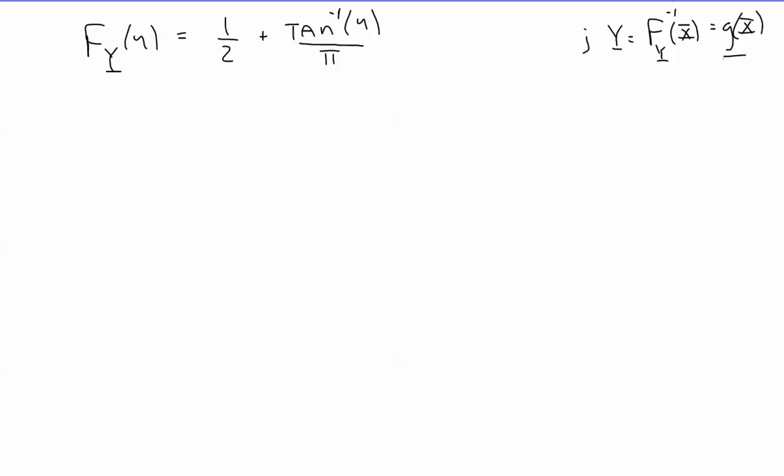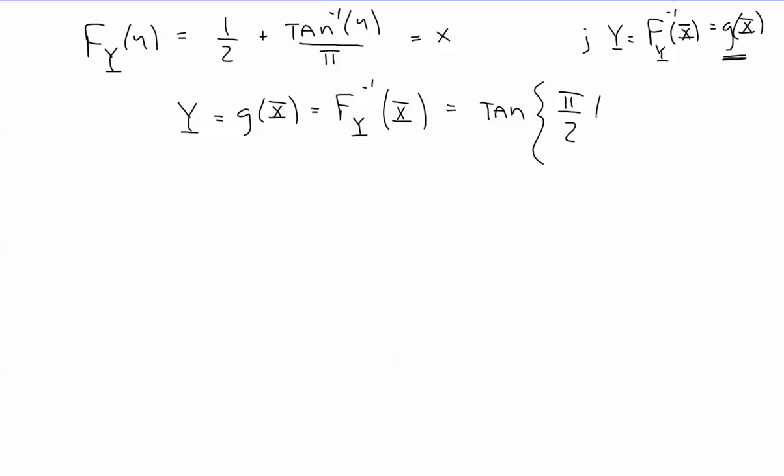I'm looking for a transformation function g, which will take a random variable that's uniform on 0 to 1 and create some new random variable y, which in this case happens to be Cauchy. So I'm going to set my cumulative distribution function equal to x and then invert it and solve for x. So y equals the transformation function that I desire, and that's going to be the inverse of that, and that's tangent of pi over 2 times 2x minus 1. Okay, that's our transformation function.